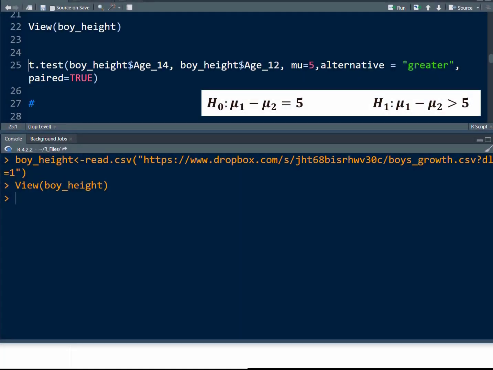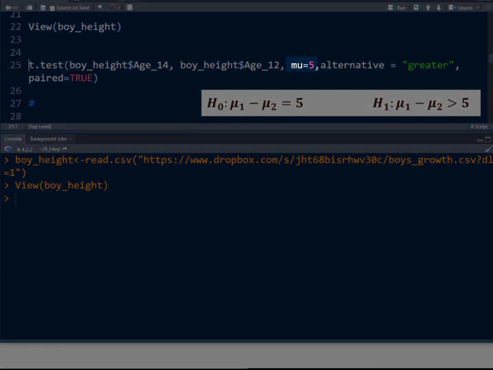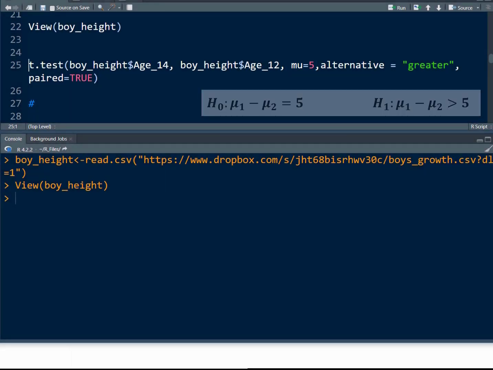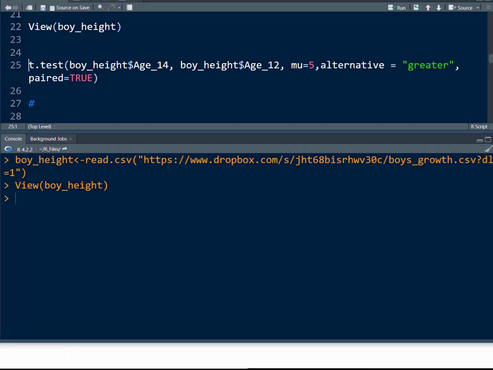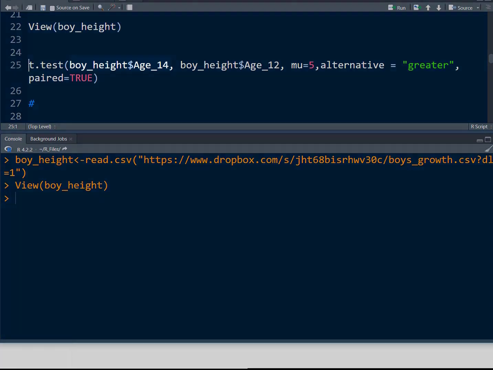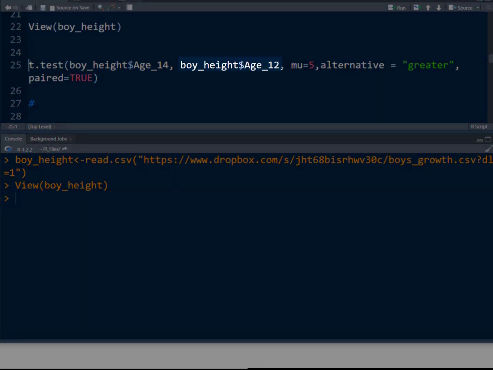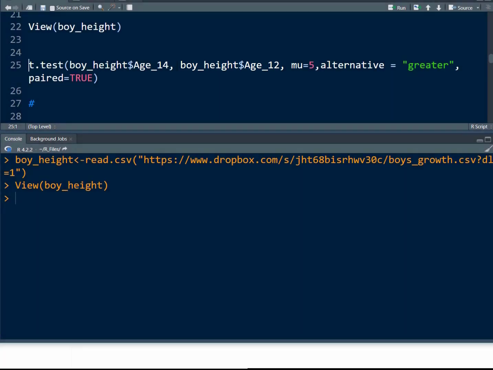We're testing if the difference in means is greater than 5, so we also include the mu equals 5 option. Omitting this option defaults to a difference of 0. Okay, now let's run the t-test command with age 14 heights as the first input and age 12 heights as the second input. The mu equals 5 option and the paired equals true option are also included, as well as the alternative equals greater option.